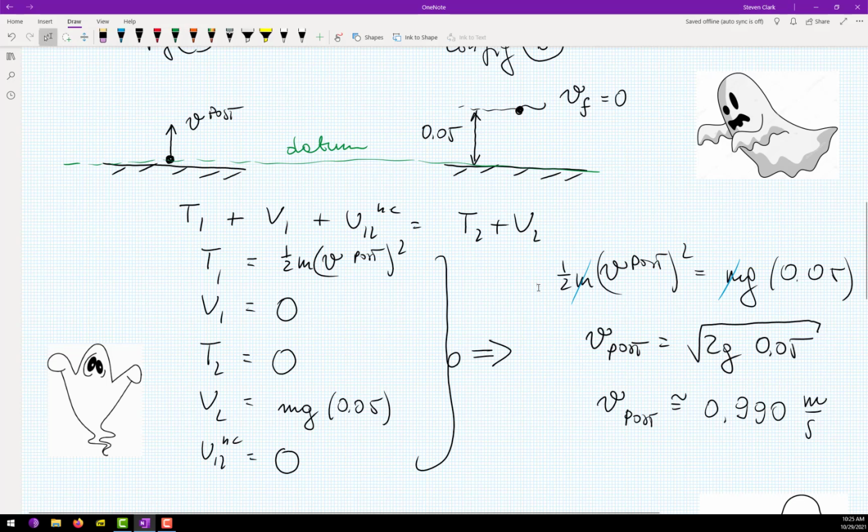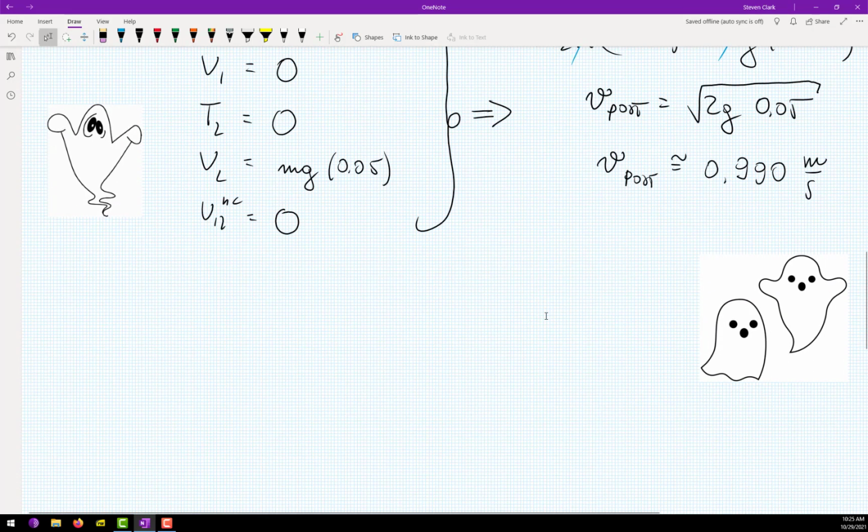Okay, great. So we found the velocity before the impact and after the impact, yes? Questions? Great. So now let's focus on the impact. Part 3, impact.